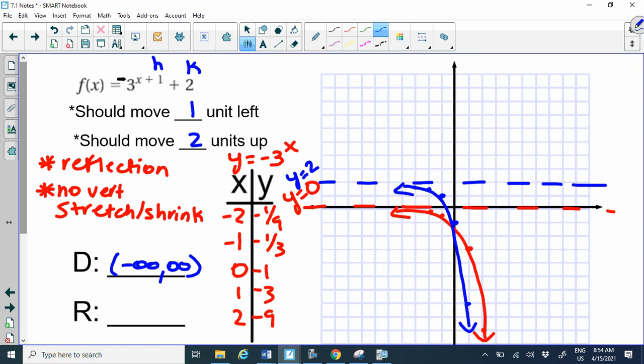Okay. So now my range, because my graph is below the asymptote, that means the y values are decreasing. So we go from negative infinity, and then our highest value is the asymptote. So that's going to be at 2.